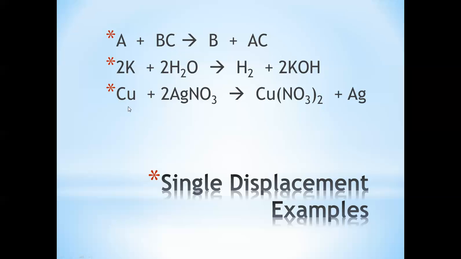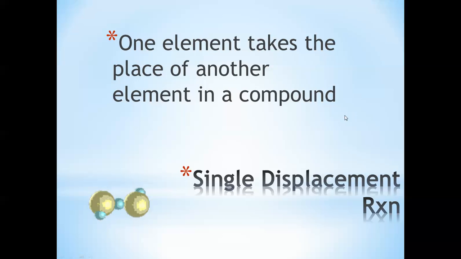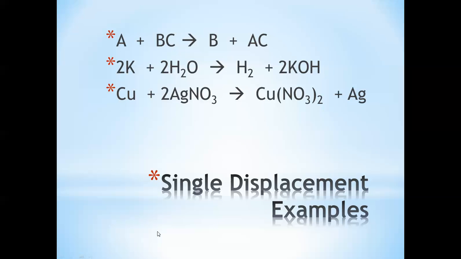In the second equation, you see copper and silver nitrate combine to form copper nitrate and silver. So copper is alone on the reactant side of the equation, and on the product side, it is paired with the nitrate, and silver is alone. So in a single displacement reaction, 1 element is always alone.